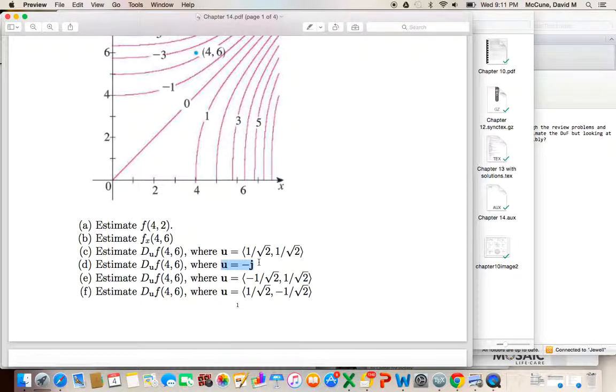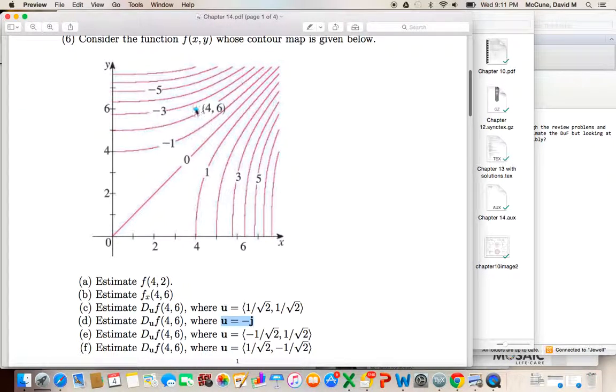So u equals negative j, that's pointing in the southerly direction. So now you take a single y step, but down. So if instead of negative j, you were doing j, that would be a positive y step, which is the same thing as fy(4, 6). Okay, so fx and fy are just two particular directions, a due north direction and a due east direction. But of course, there are many other directions.